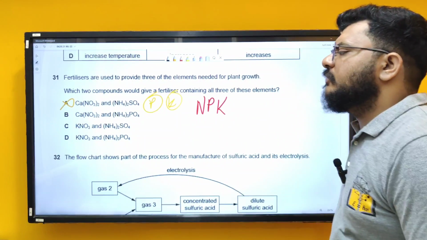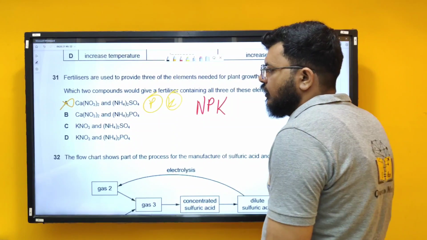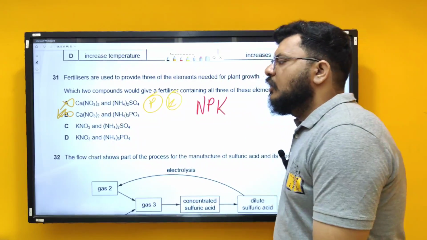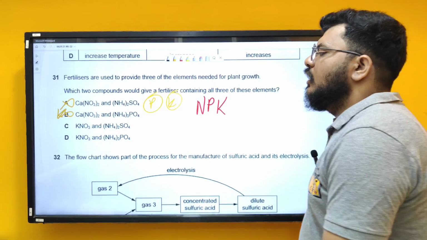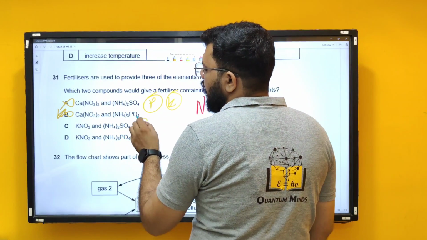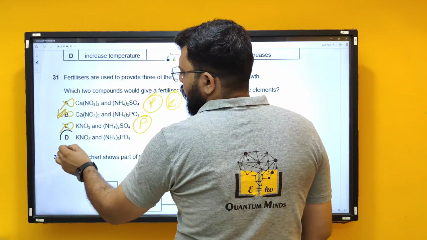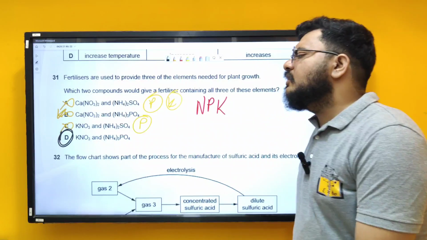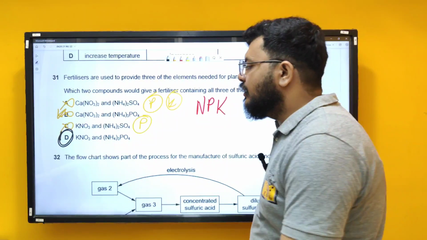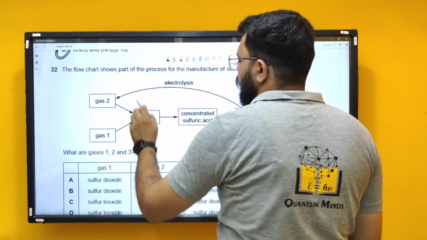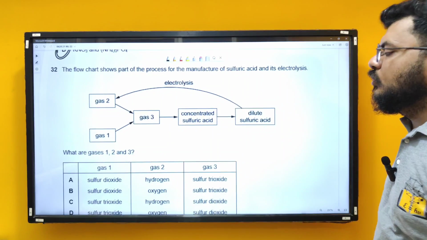Then you have calcium nitrate and ammonium phosphate. This does not have K, so this is also not possible. Potassium nitrate and ammonium sulfate. This does not have phosphorus, so not possible, and therefore potassium nitrate and ammonium phosphate, NPK, all of them present. Now let's look at question 32.